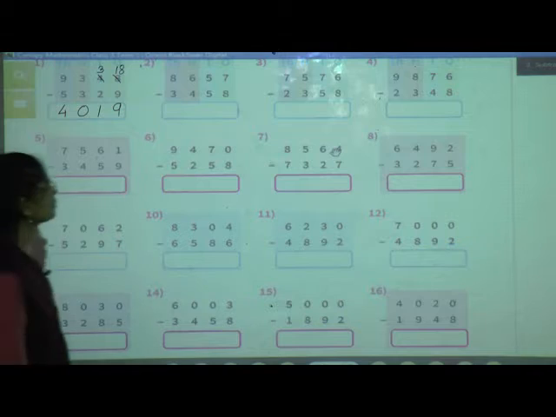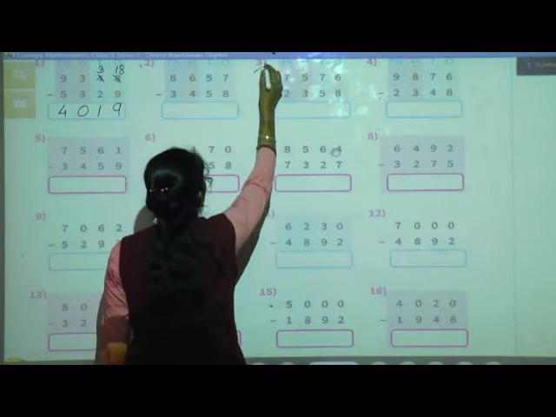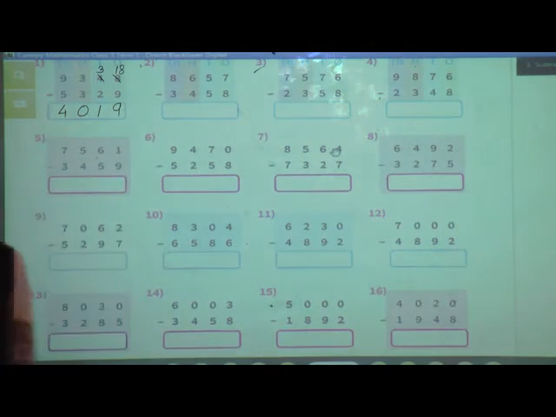Copy in your textbook. Now we will take the third example. Read the numbers. What are the numbers? The first number is 7576 minus, what is the second number? The second number is 2358.